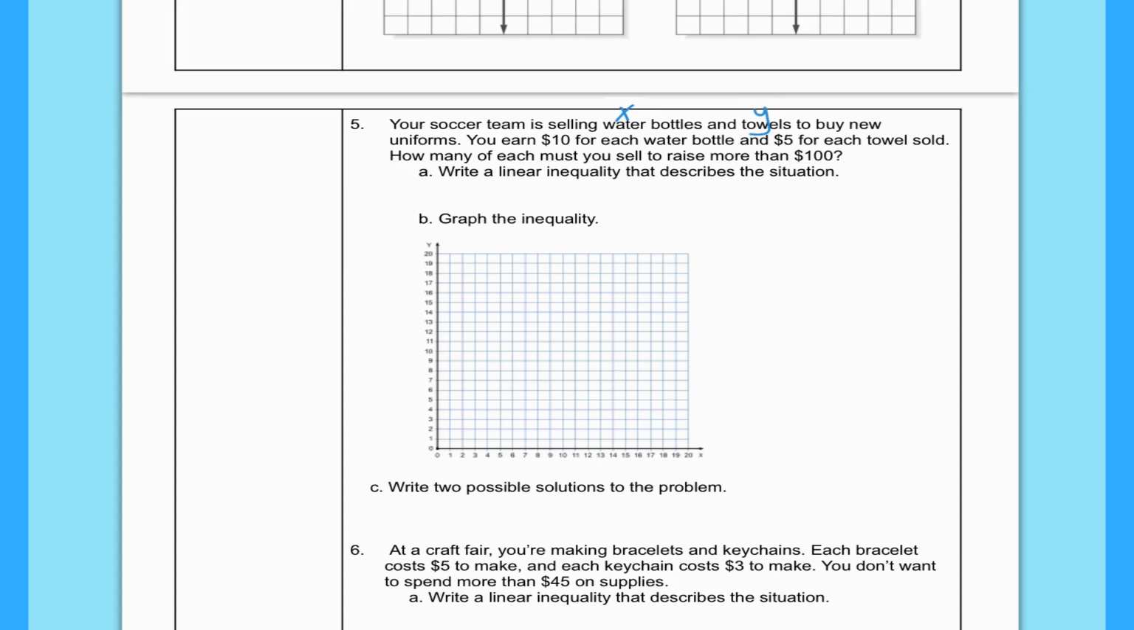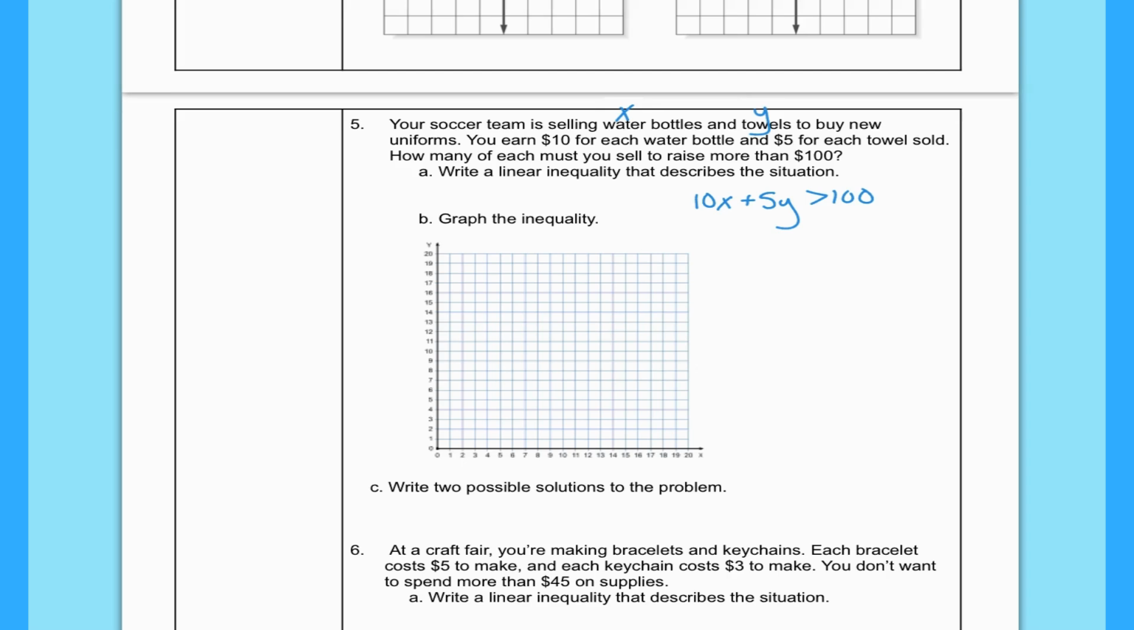So you earn $10 for each water bottle. We said those are going to be X. And $5 for each towel. We said that's going to be our Y. It says how many of each must you sell to raise more than? So this 10X plus 5Y, that's how much we're raising. We want this amount we're raising to be more than, so greater than $100. And now we have to graph it.